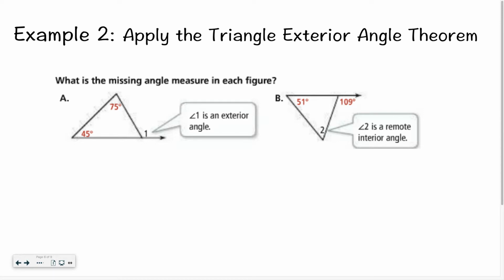Now let's apply the triangle exterior angle theorem. In example A, we want to find the missing angle. We can see that angle 1 is an exterior angle. So in order to solve for that, I just have to add my two remote interior angles. So I say 45 plus 75 equals the measure of angle 1, and 45 plus 75 would give me 120 degrees equals angle 1.